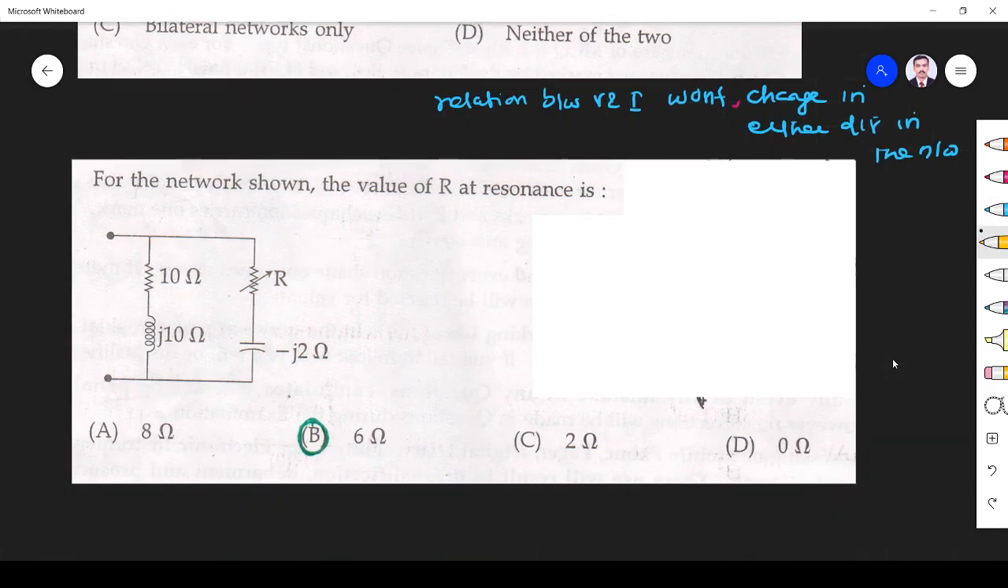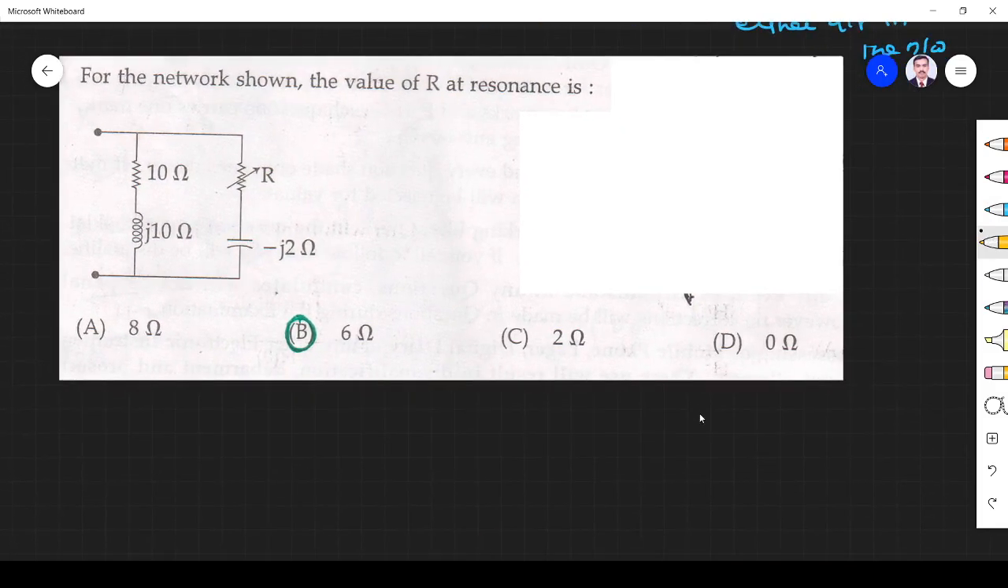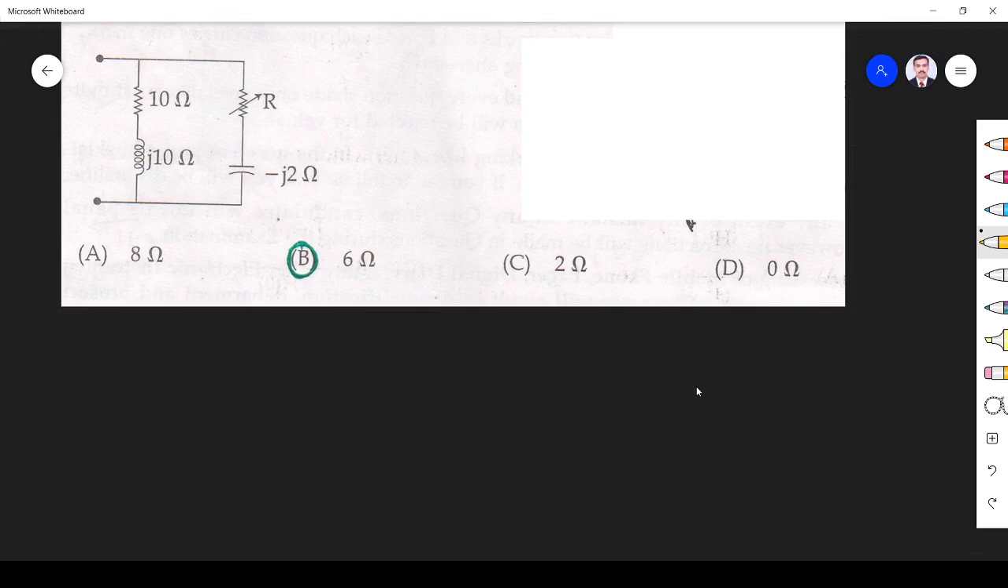Okay, next question. For the circuit shown in the figure, what is the value of R at resonance? It's like a parallel resonance circuit. So whenever we have a parallel resonance circuit, go for admittance, because writing admittance for a parallel circuit is very easy. Admittance is 1 by R. So for this branch, 1 by R is 1 by 10 plus j10. In parallel, admittances can be added. So plus 1 by R minus j2.